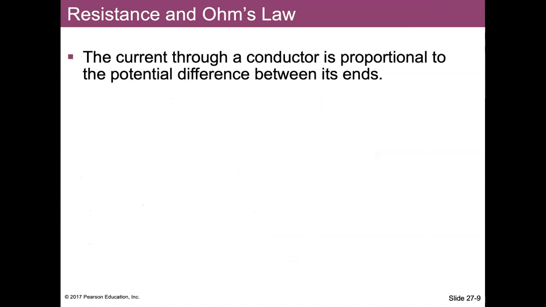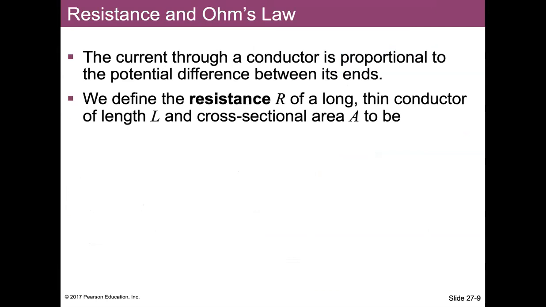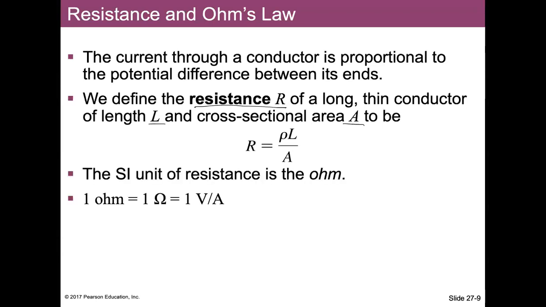Now we're going to define the resistance R of a long thin conductor of length L and cross-sectional area A. So this is going to be our resistance R, and we just saw what that was. R equals the resistivity rho times the length over A. The unit of resistance is the ohm, where 1 ohm is equal to 1 volt per ampere.